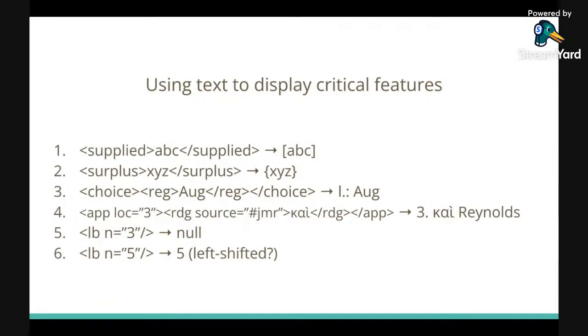Likewise, if you've got a regularization going on, you can use that to generate an apparatus entry saying, lege aug. If you've got an apparatus entry with an earlier reading, you can generate text on that based on some of that content. You can choose not to display some things. So if you've decided to only display line numbers divisible by 5, then the line number with an n of 3 gives you no output at all. But the line number n of 5 does give you some output, and maybe you wanted to left shift it or something. But that's more complex information. The basic thing is you're producing text or the absence of text to display certain critical features in there.